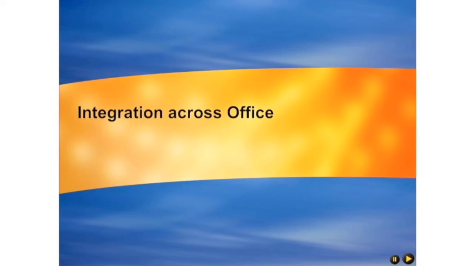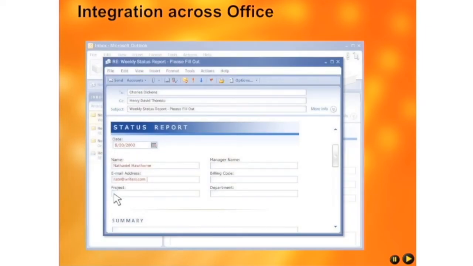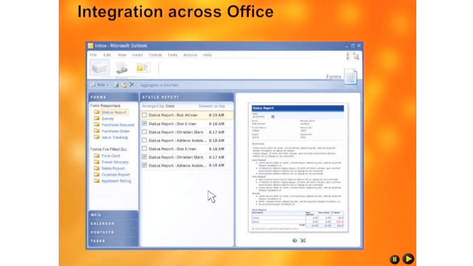There will be rich email integration across Office. You'll be able to send and receive InfoPath forms in email. For example, you'll be able to fill out status reports within an email message. Easily aggregate data from completed forms. Just click the Status Report folder, and you can see a list of the reports that have been completed. Lists can be sorted and filtered on the properties of the form. This list is arranged by date and shows who wrote the status report. Check which status reports you'd like rolled up, and then click Aggregate in InfoPath.